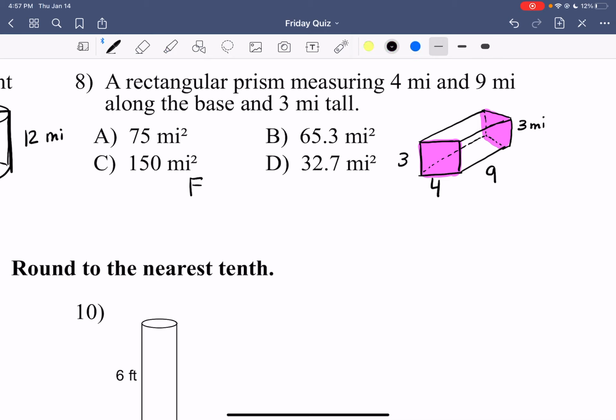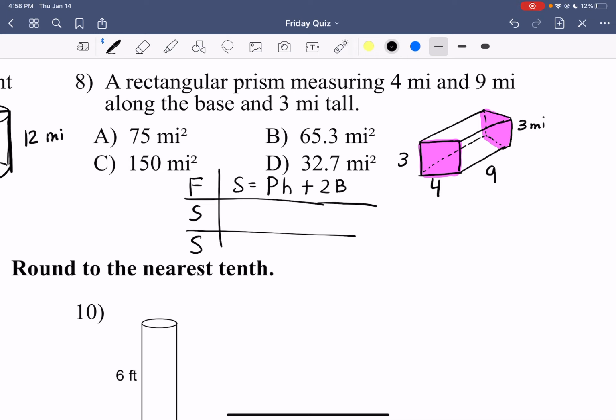So formula, substitute, solve. So for a prism, we have the surface area equals the perimeter of the base times the height, plus 2 times the area of the base. So our missing info, again, is the perimeter of the base, the area of the base, and the height of the prism. So I'm going to redraw my base that I highlighted in pink, and I can label it accordingly. So we have our 3, our 4, our 3, our 4 over here.